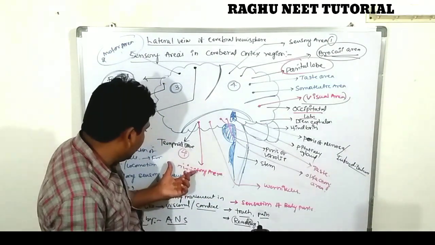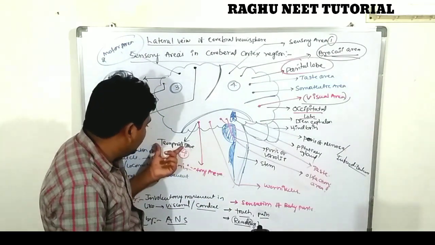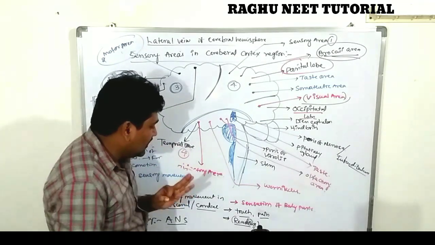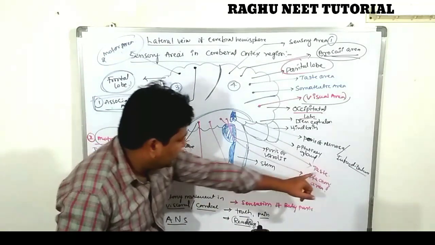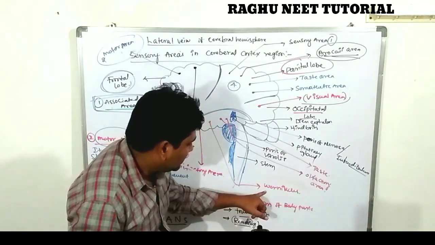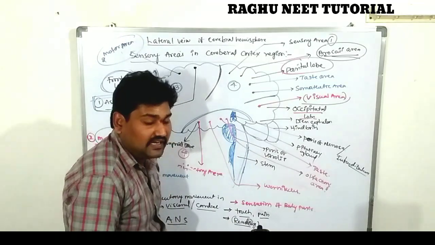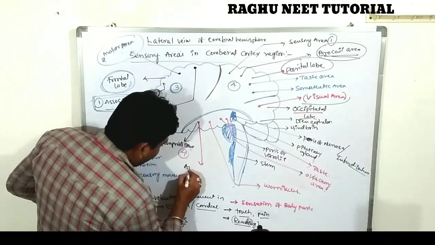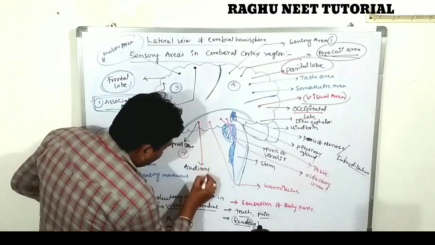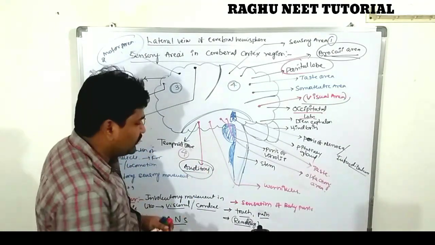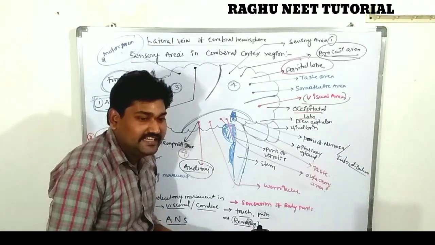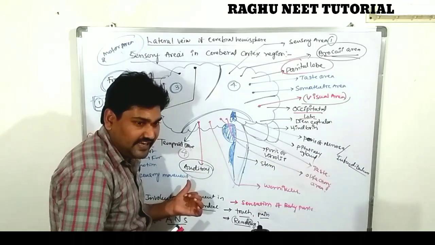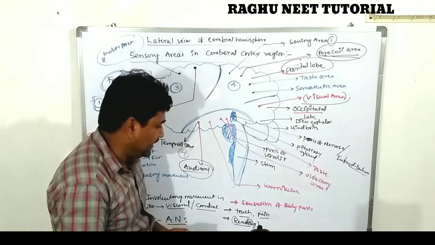Next, the fourth one, the temporal lobe, contains four sensory areas: taste, olfactory, Wernicke's, and auditory. The first one is auditory. It is useful for hearing, the hearing of words. It is one of the areas useful for the hearing of speech.